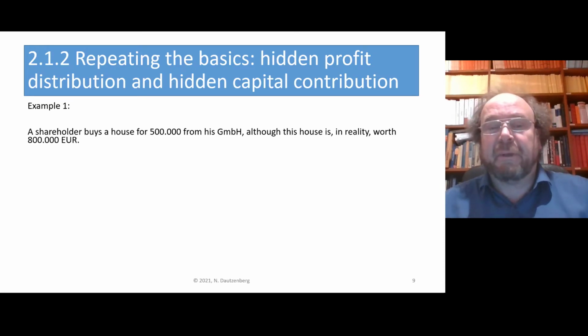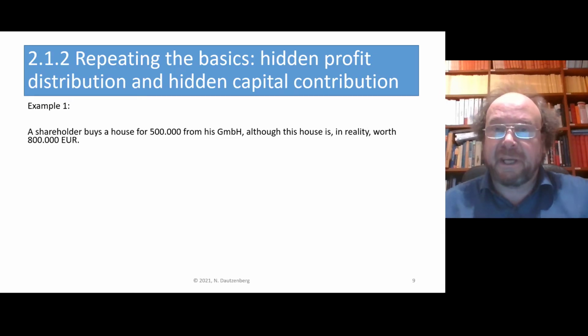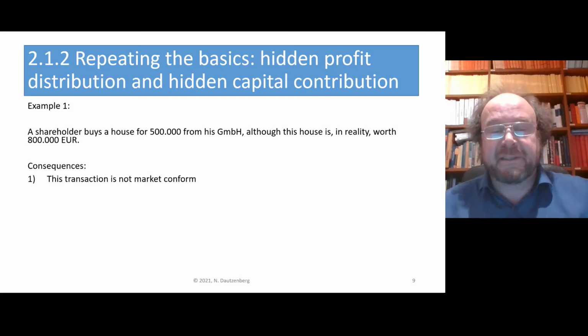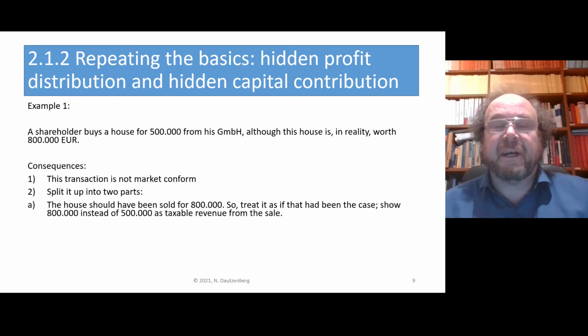Let's say a shareholder buys a house for a price of 500,000 from his GmbH, although this house is in reality worth 800,000. So this is clearly deviating from market conditions. This is not market conform. Third, unrelated parties would have never agreed to that contract if they had been in clear mind and not mentally ill. So we have to split it into two parts in our imagination. First, we do as if the house had been sold for 800,000.